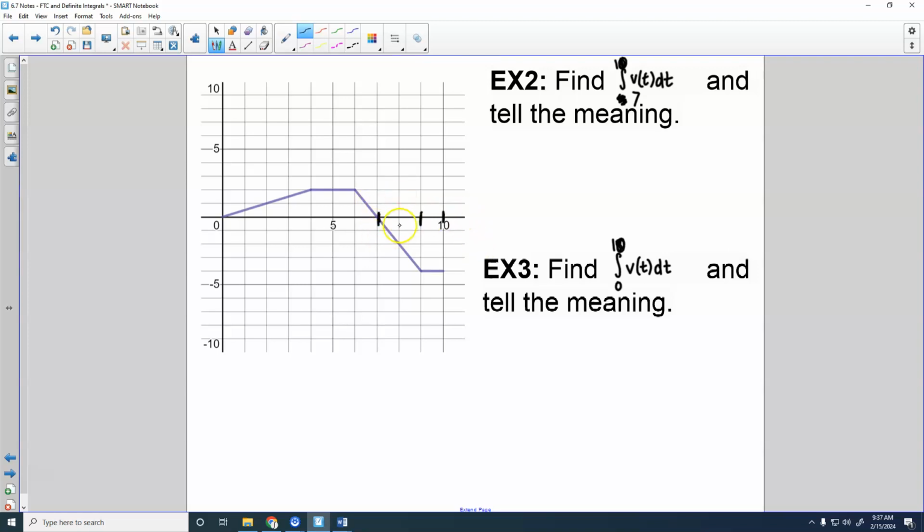So from 7 to 10, we again have a trapezoid here, right? So the integral from 7 to 10 of v of t dt is going to be, we'll have 1/2 times the height, which is 4, and then base 1, which is 3, and base 2, which is 1. And that is going to be 2 times 4, which will give us 8. Oh, wait, hold on. It's not 8. What is it? Negative 8.